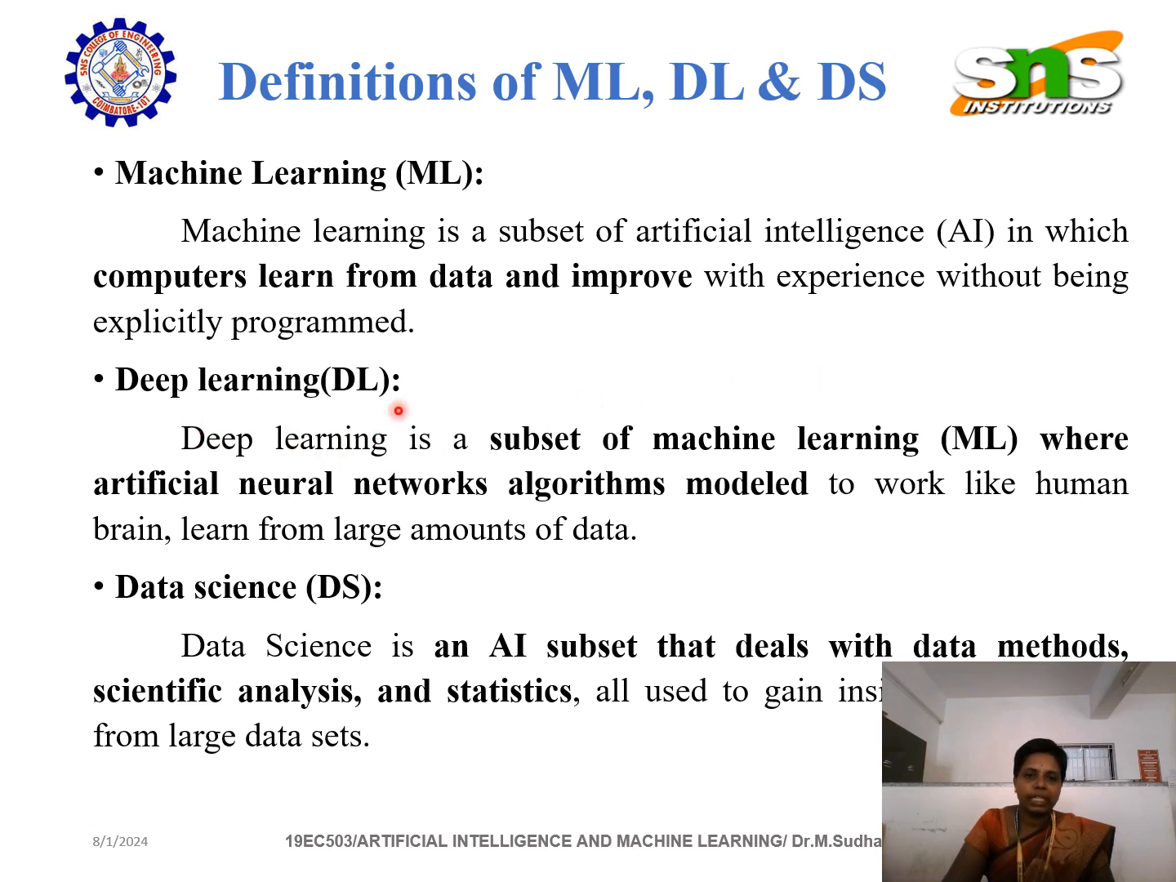Next, coming to deep learning. Deep learning is a subset of machine learning, where artificial neural network algorithms model the way the human brain works, learning from large amounts of data. The tasks that machine learning is not able to do will be handled by deep learning. From the name itself we can say it is deep: it will analyze the data in depth, and it deals with a large amount of data.